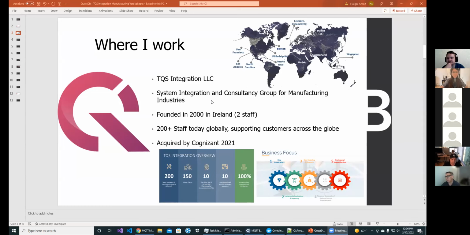Our clients are all over the world now. We started with 2 people in 2000, Maura and Tom Quilty, who founded the company, and then we grew over time to over 200. Last year we were acquired by Cognizant, in their biotechnology division. The primary focus of our industry is to provide data access for manufacturing companies: real-time data, sensor data.